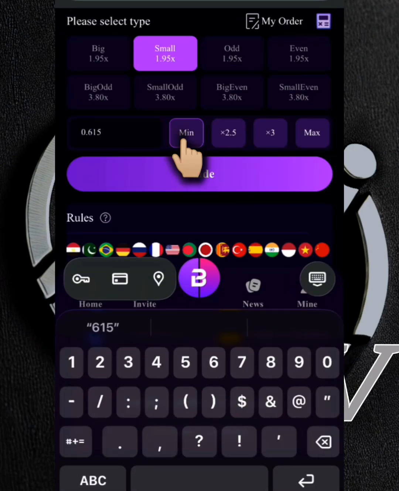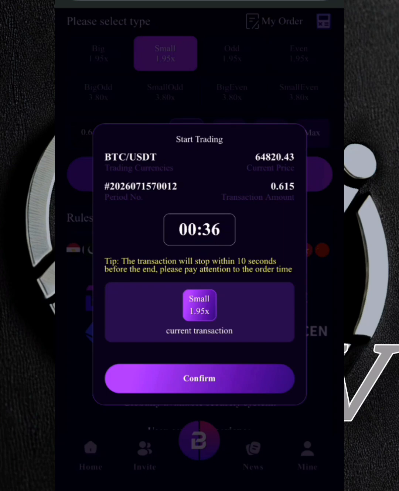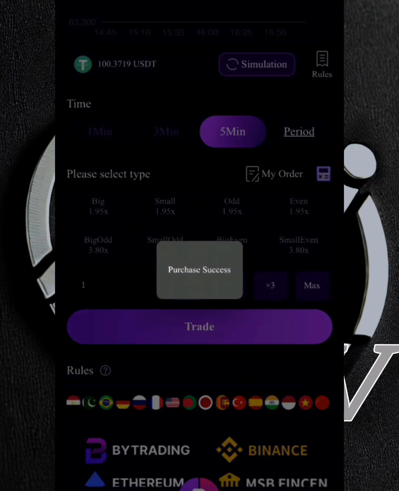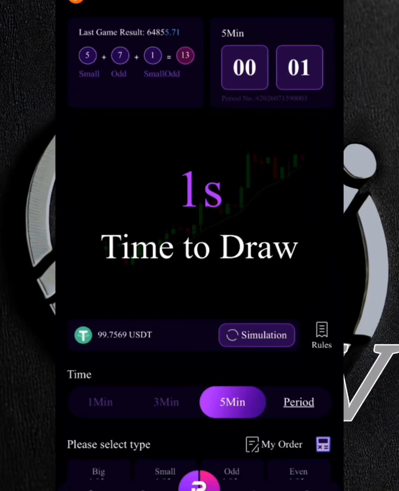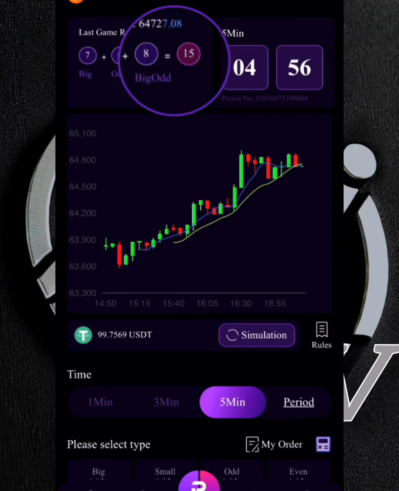So you enter the amount and then you click on minimum, click on trade, and as you can see it has said purchase success. Then I'll wait for the countdown. Currently, the result is out again and resulted in a big odd instead of a small, which was a loss. It's displayed over here in the group again.